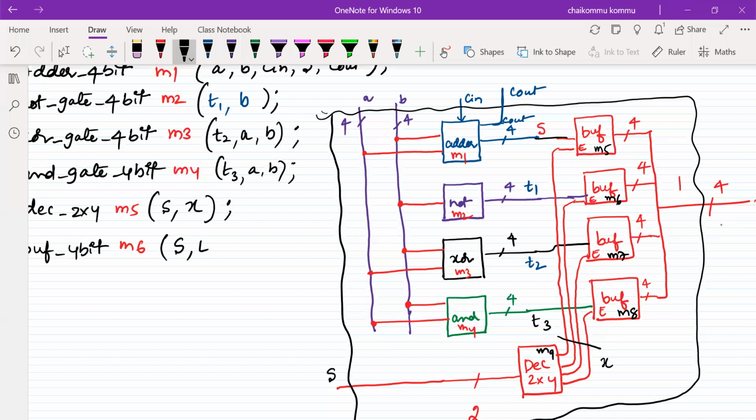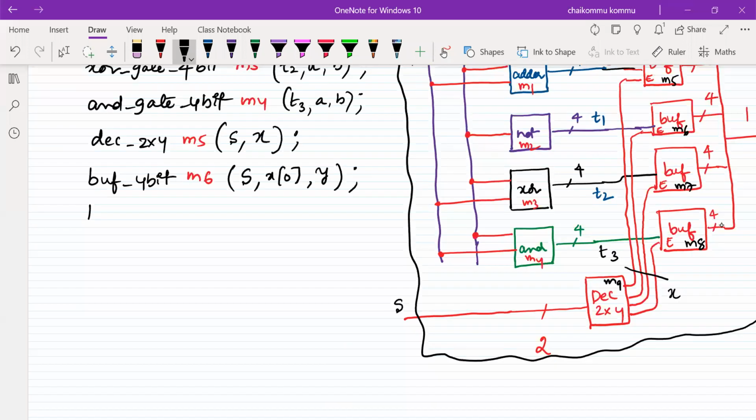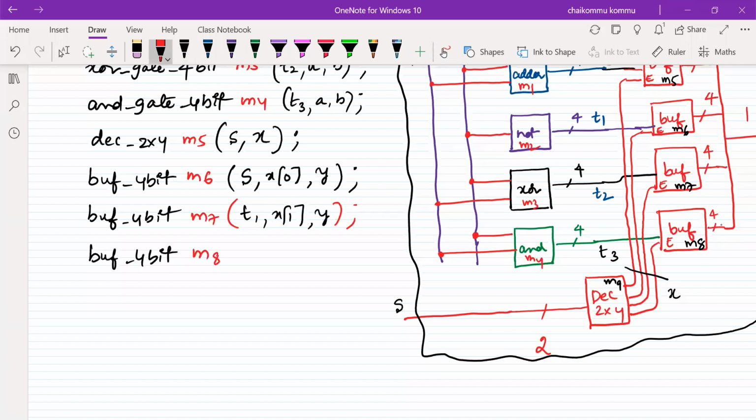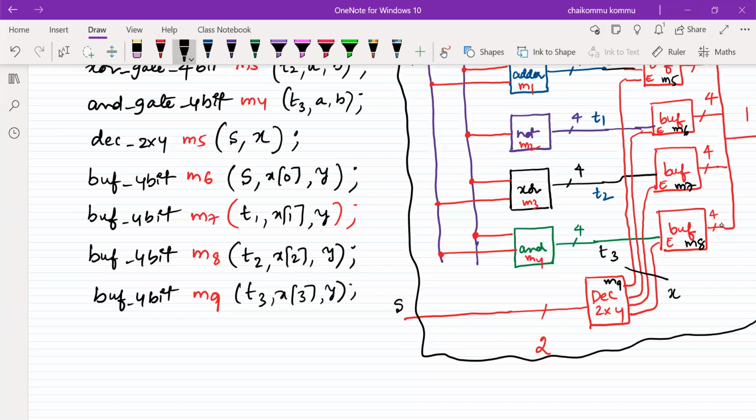Next, we take another buffer, 4-bit, M7: T1, X of 1, Y. We take another buffer underscore 4-bit, M8: T2, X of 2, Y. Last one, buffer underscore 4-bit, M9: T3, X of 3, Y. Finally, end module.